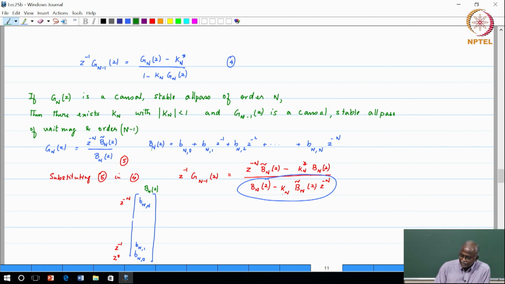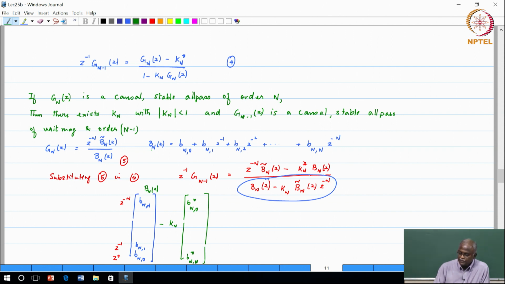Okay. Now, the second term is b n tilde. So, I will do a minus k n and I now have to represent b n tilde and z power minus n. So, basically the coefficients will go in reverse order and they will get conjugated. So, the topmost coefficient, the coefficient of z power minus n now will be b n comma 0 conjugate, then all the way down, and the last coefficient will be b n comma n conjugate.